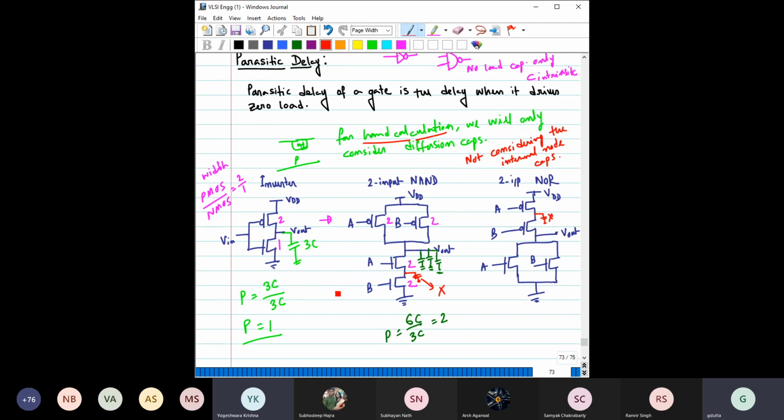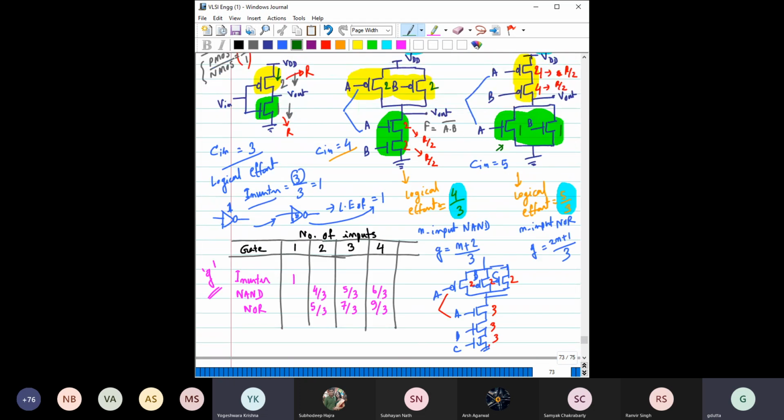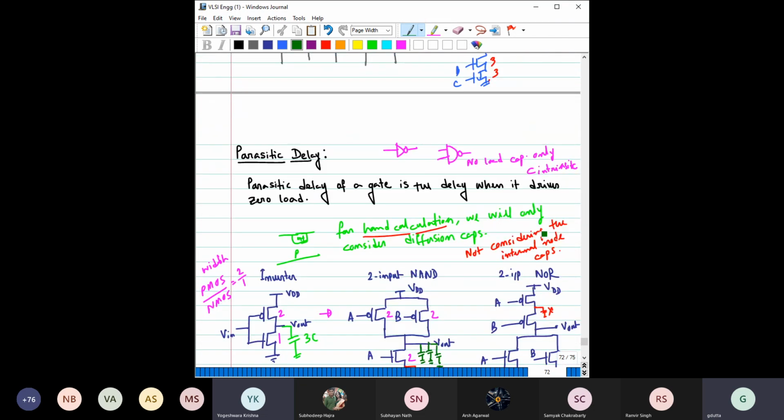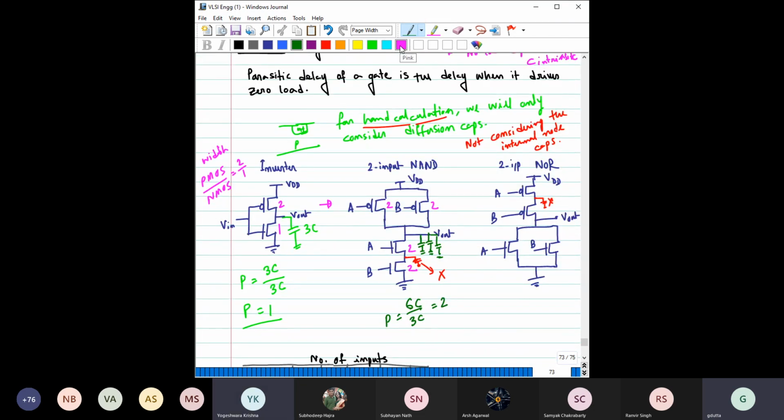Similarly, if you have to scale this, we can follow the same thing, 4 4 1 1. The technique is the same for scaling the PMOS and NMOS. So it is 4, 4, 1, 1. Here 4 unit cap is connected, and here 1 unit cap is connected. Here 1 unit, here 1 unit. Total then 4 plus 1 plus 1, so 6 unit. So the parasitic cap is 6 by 3C, which also makes this one equal to 2.